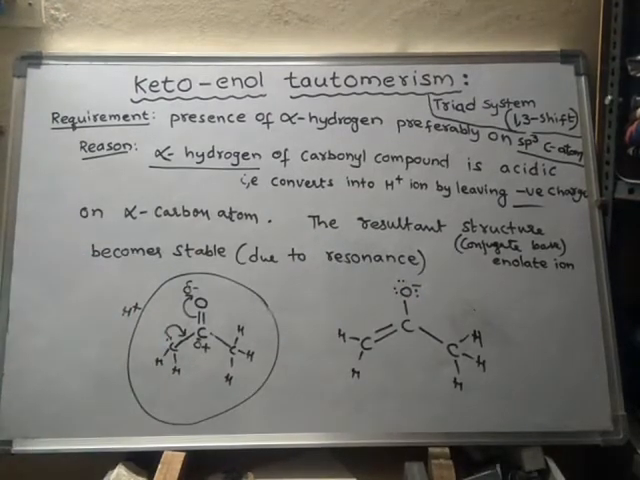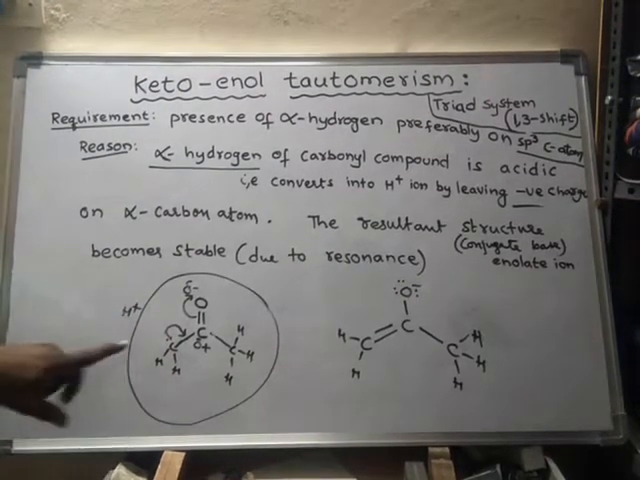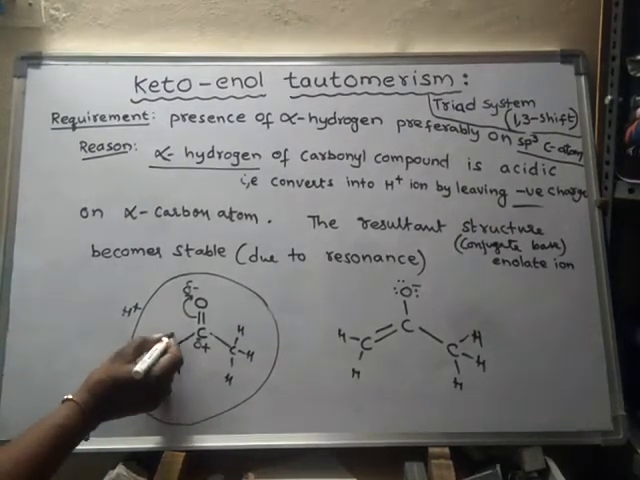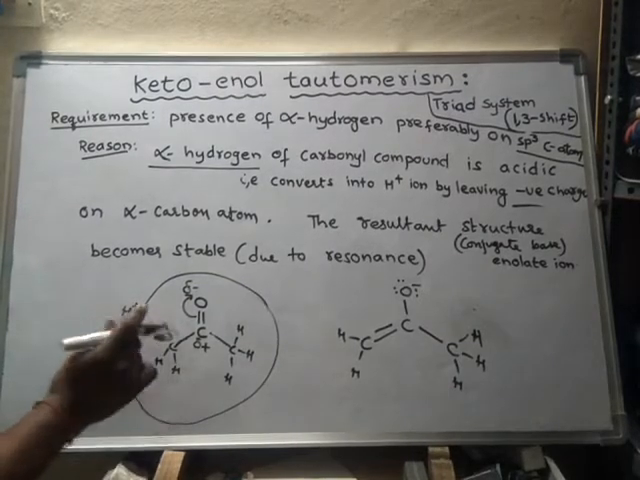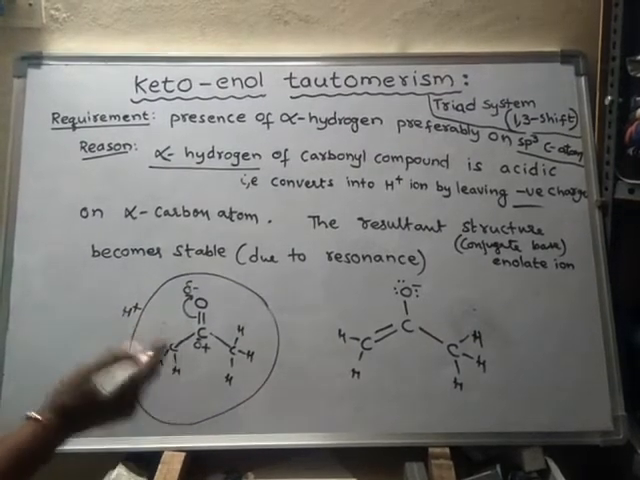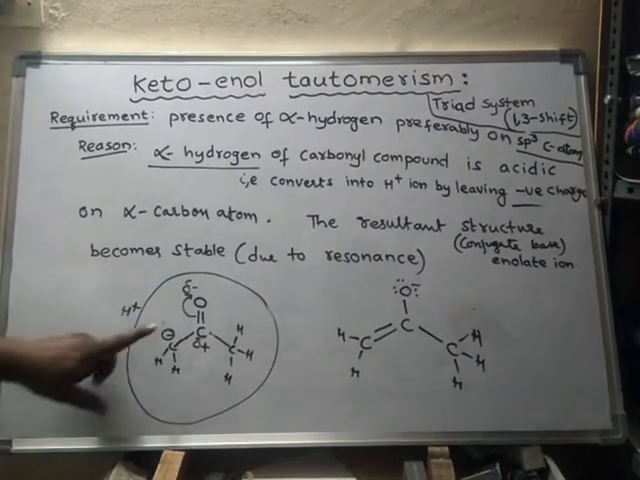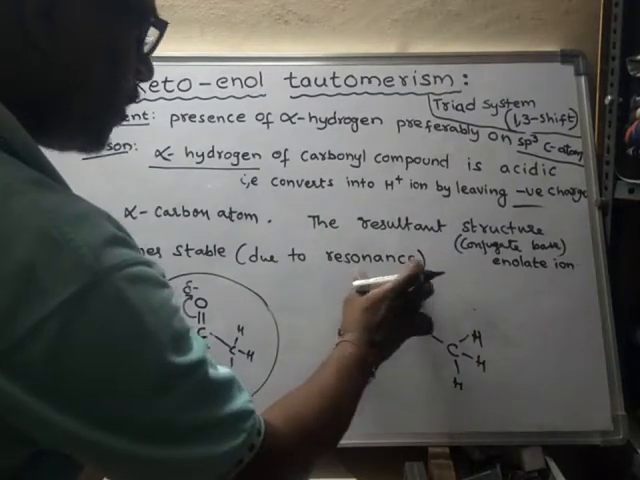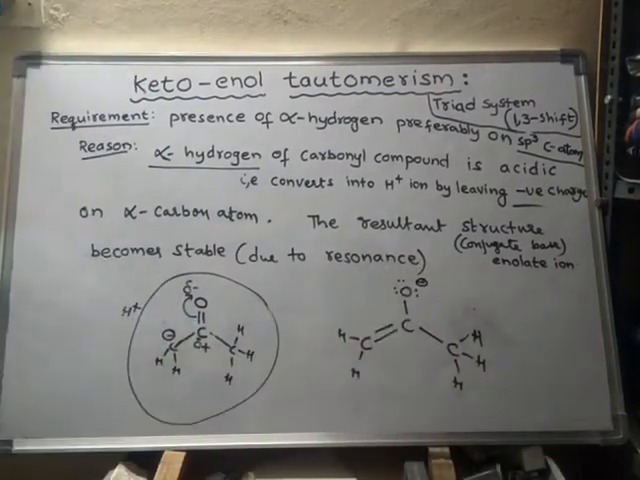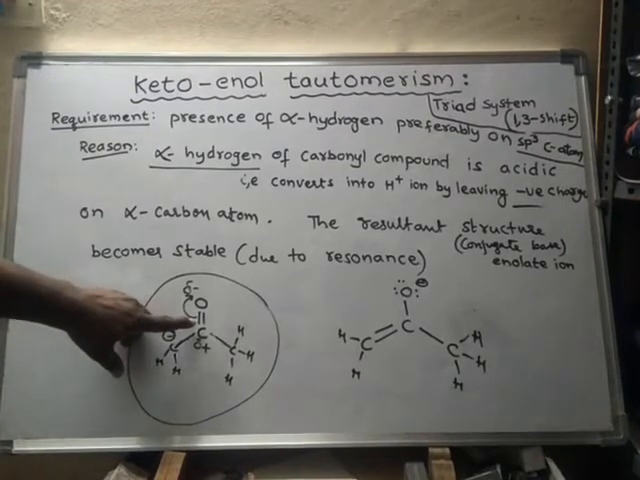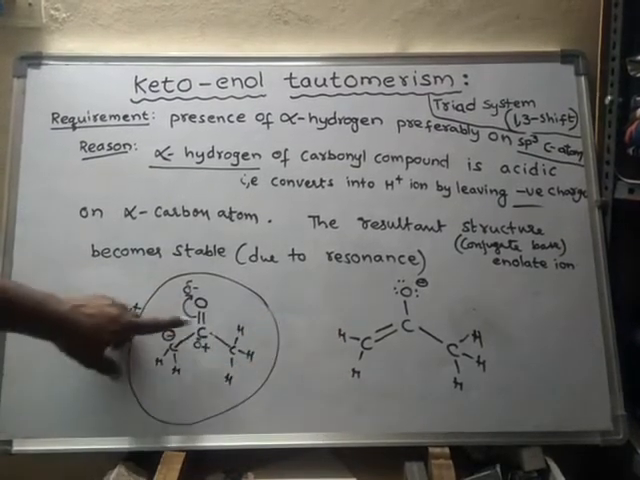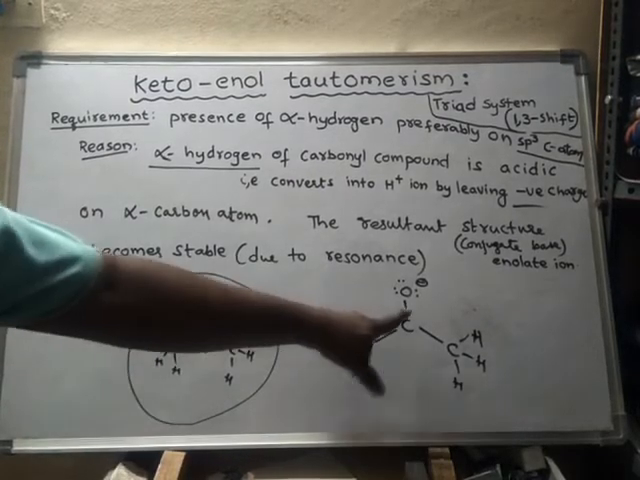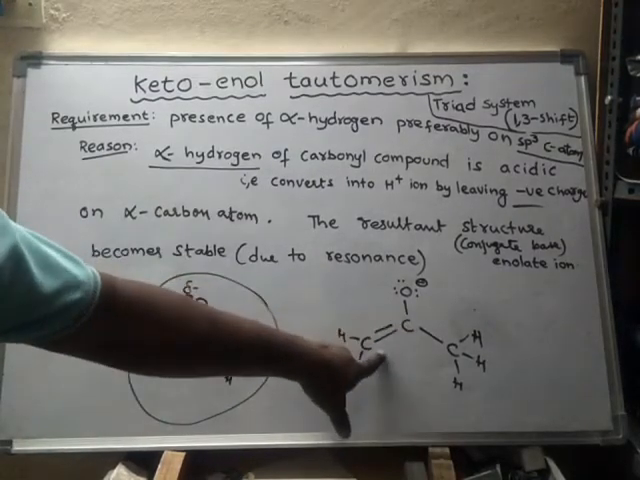So like this it will form. Okay, so here on this carbon there is a negative charge, and that negative charge is shifted to oxygen like this. Here there is a double bond between carbon and oxygen. Now that double bond is not present, it is shifted to here.